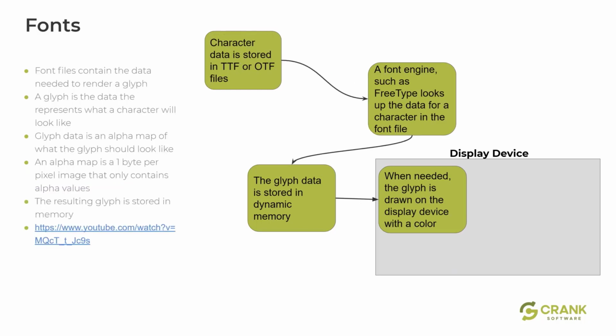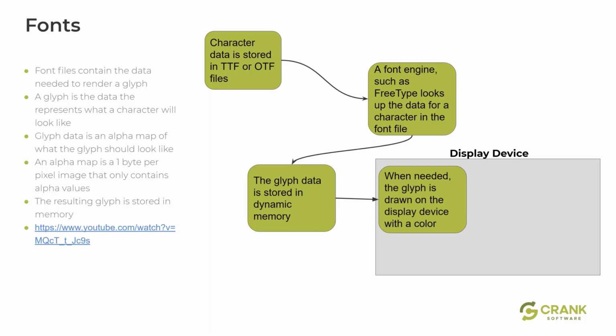Fonts are very, very similar to images. The glyph data, so the character data, is stored in a TTF or OTF file. And this is the data that is needed to generate a glyph for an A, a B, a Y, whatever character it is in the string that you're trying to push to the screen. That data is stored in a TTF or OTF file, and then that data provides an engine such as FreeType the information to construct what is called glyph data.